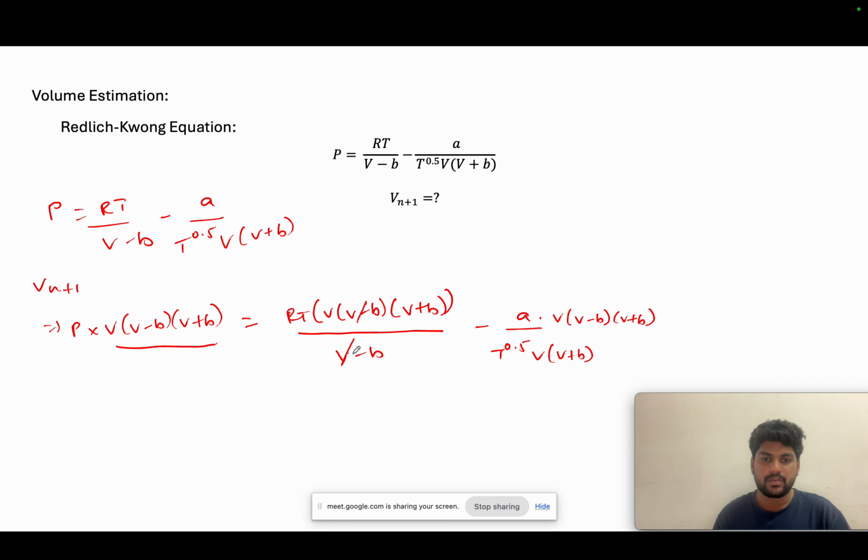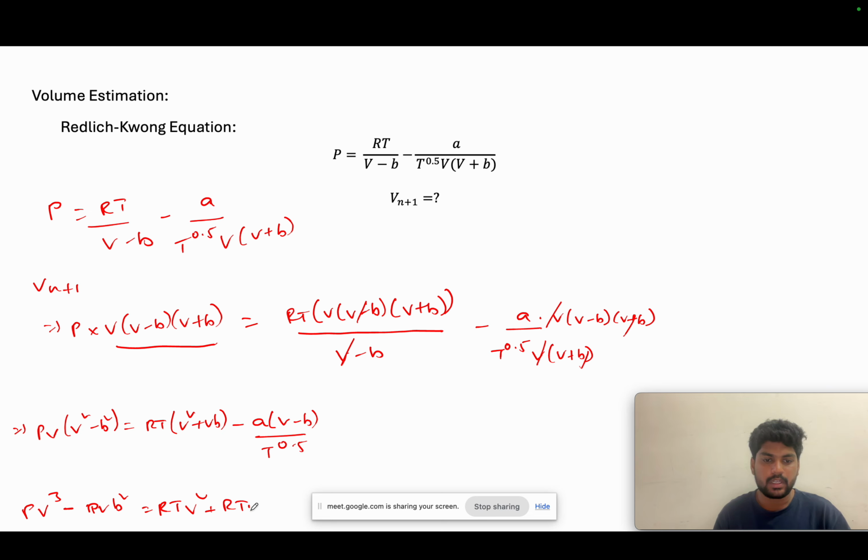So now this one will get cancelled, and this one will get cancelled. So it will be PV V square minus V square equal to RT (V square plus VB) minus A divided by V minus V into T to the power 0.5. Then I will make this equation as PV cube minus PV B square equal to RT V square plus RT VB minus AV to the power T to the power 0.5 plus AV square root of T.